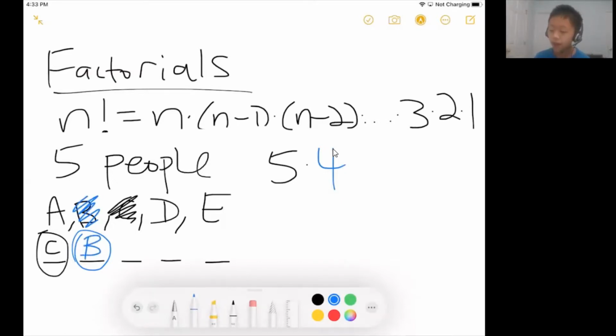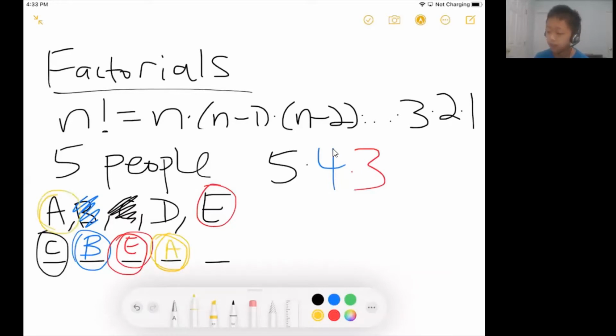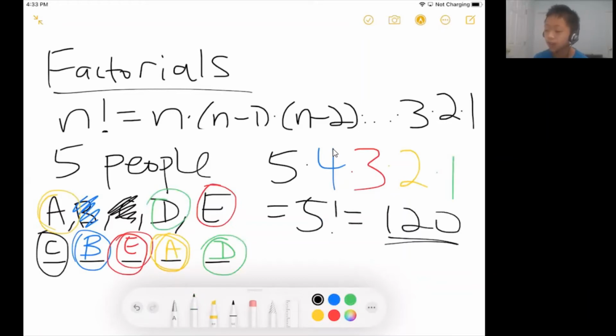And let's say you choose person B. Then now you would have 3 choices for who stands in the third spot. Let's say you choose E. So times 3. And then there are 2 ways left to choose who stands in the 4th position. Let's say you choose A. So times 2. And then there's only 1 way to choose who stands in the last position. So person D times 1. So then you would just have 5 times 4 times 3 times 2 times 1. And this is just equal to 5 factorial. And if you were to calculate this, this should just be 120.